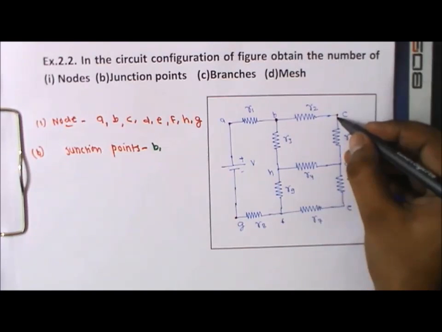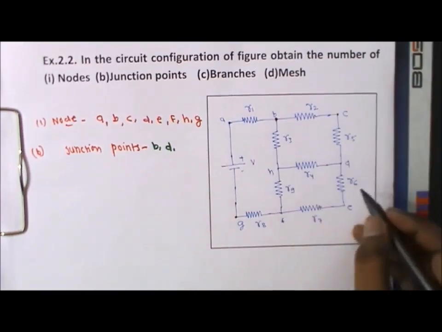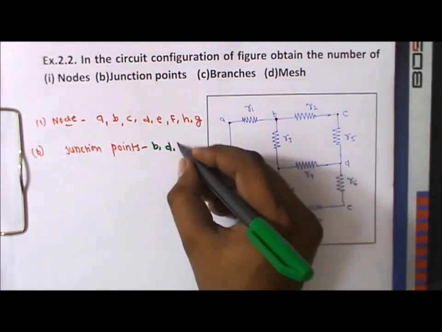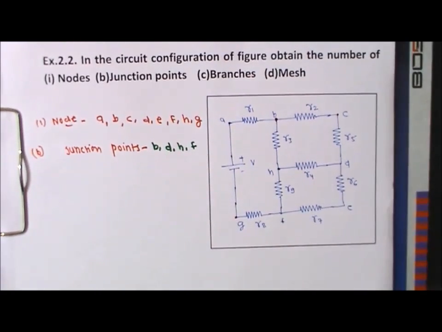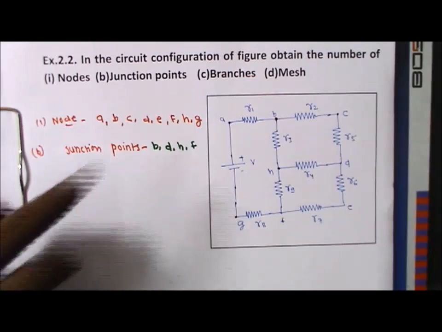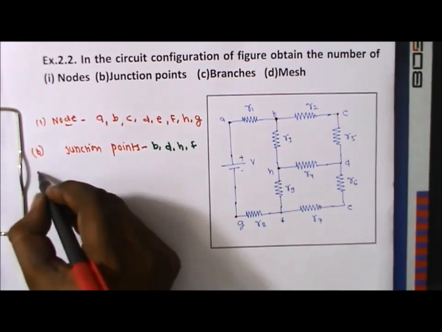Here two elements, so this is not a junction. Here the three elements, this is a junction. Here H is the junction, and we can say that F is the junction. So here we have seen that there are four junction points. Now we have to calculate the branches.